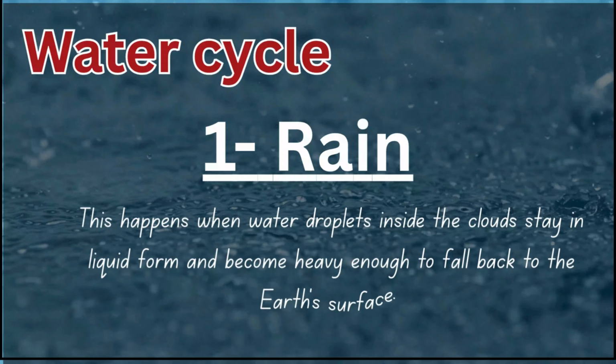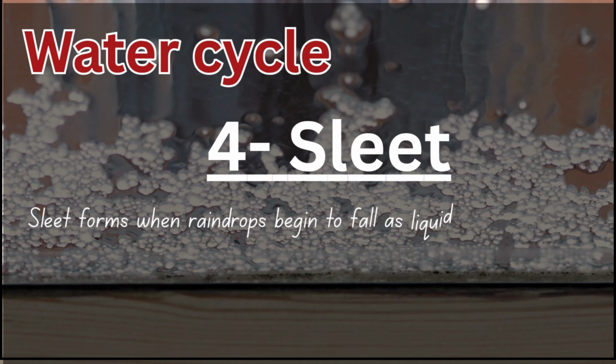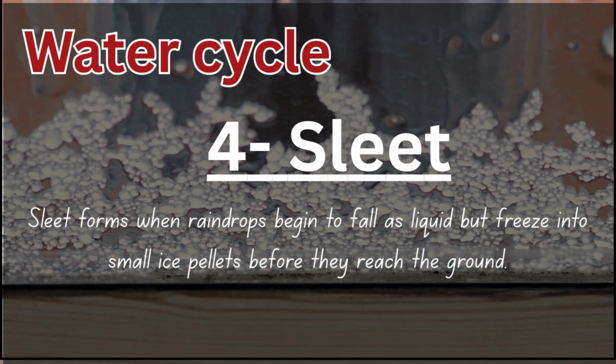Snow forms when water vapor freezes into tiny ice crystals high in the atmosphere, creating snowflakes that fall gently to the ground. Next is hail. Hail forms when strong upward winds inside storm clouds push water droplets into extremely cold layers again and again. Each trip adds a new frozen layer, turning the droplet into a solid ball of ice. And then we have sleet. Sleet forms when raindrops begin to fall as liquid but freeze into small ice pellets before they reach the ground.